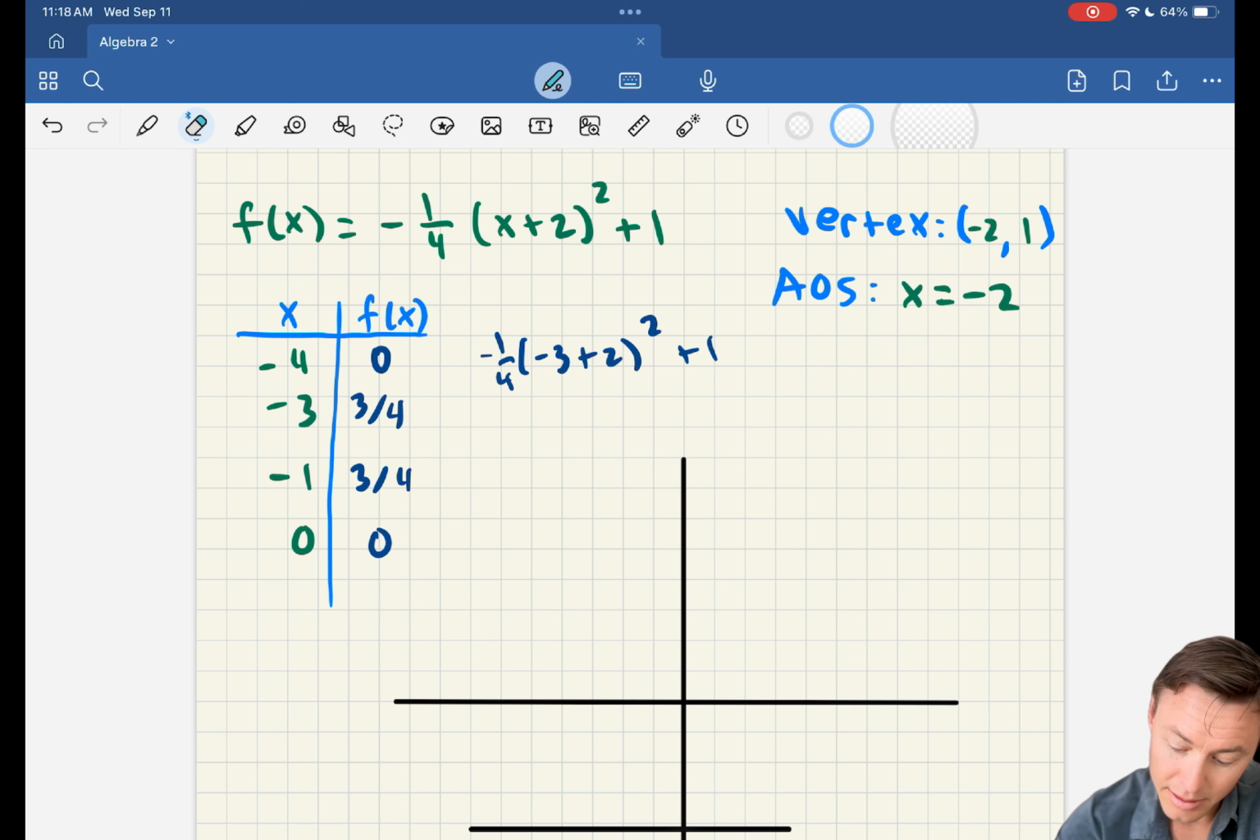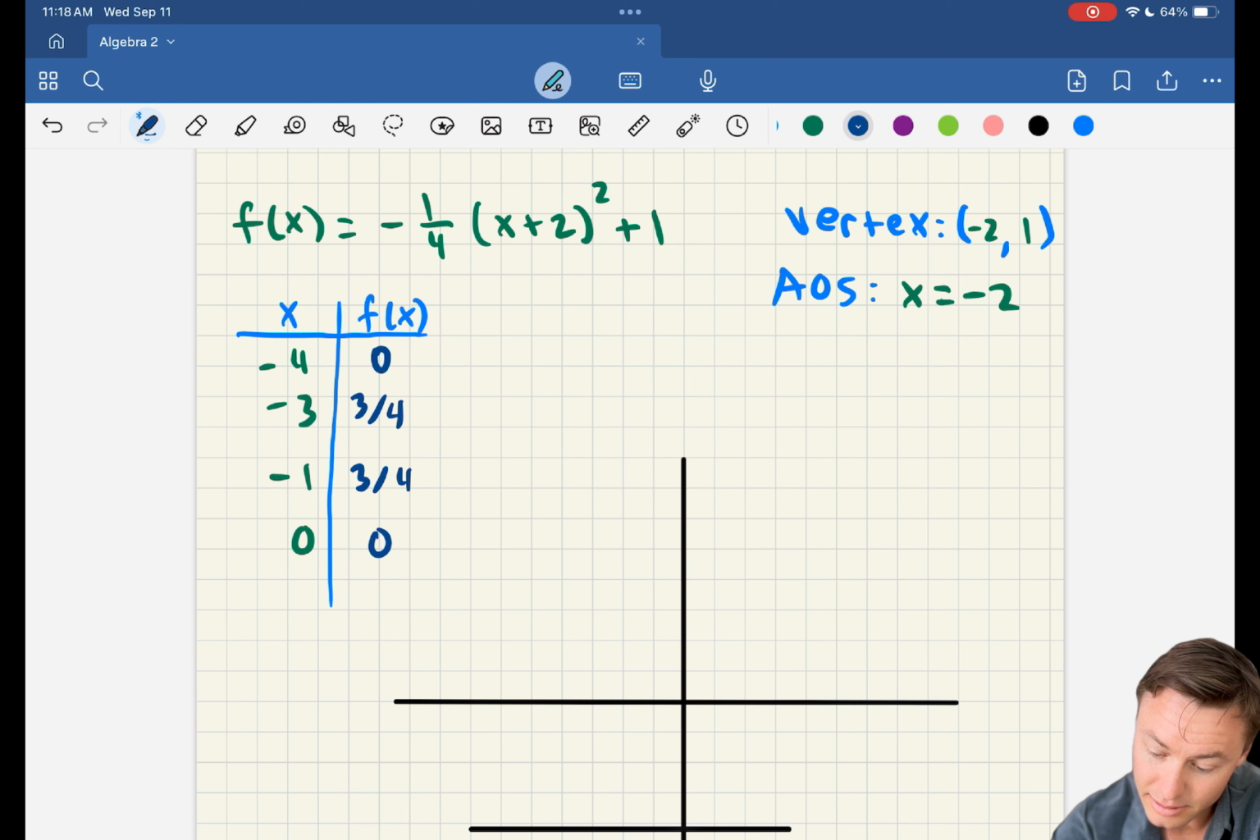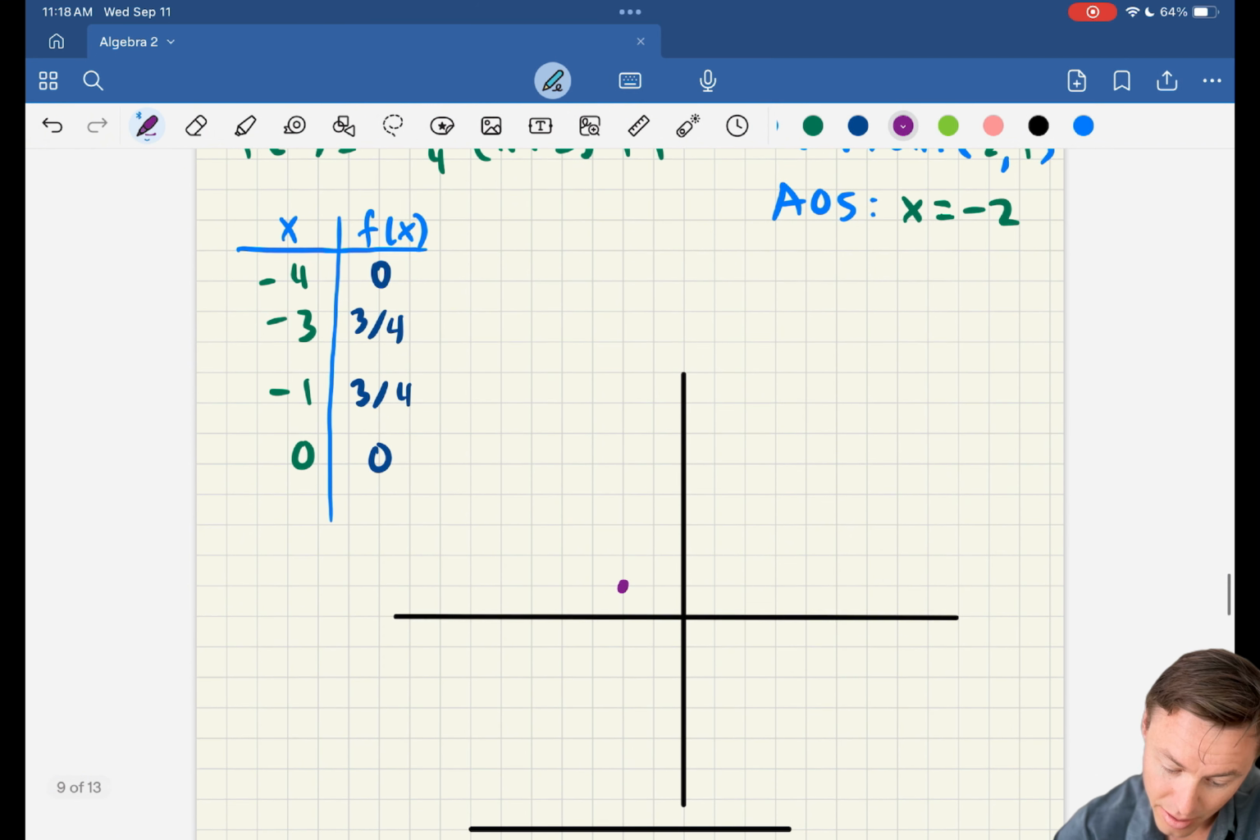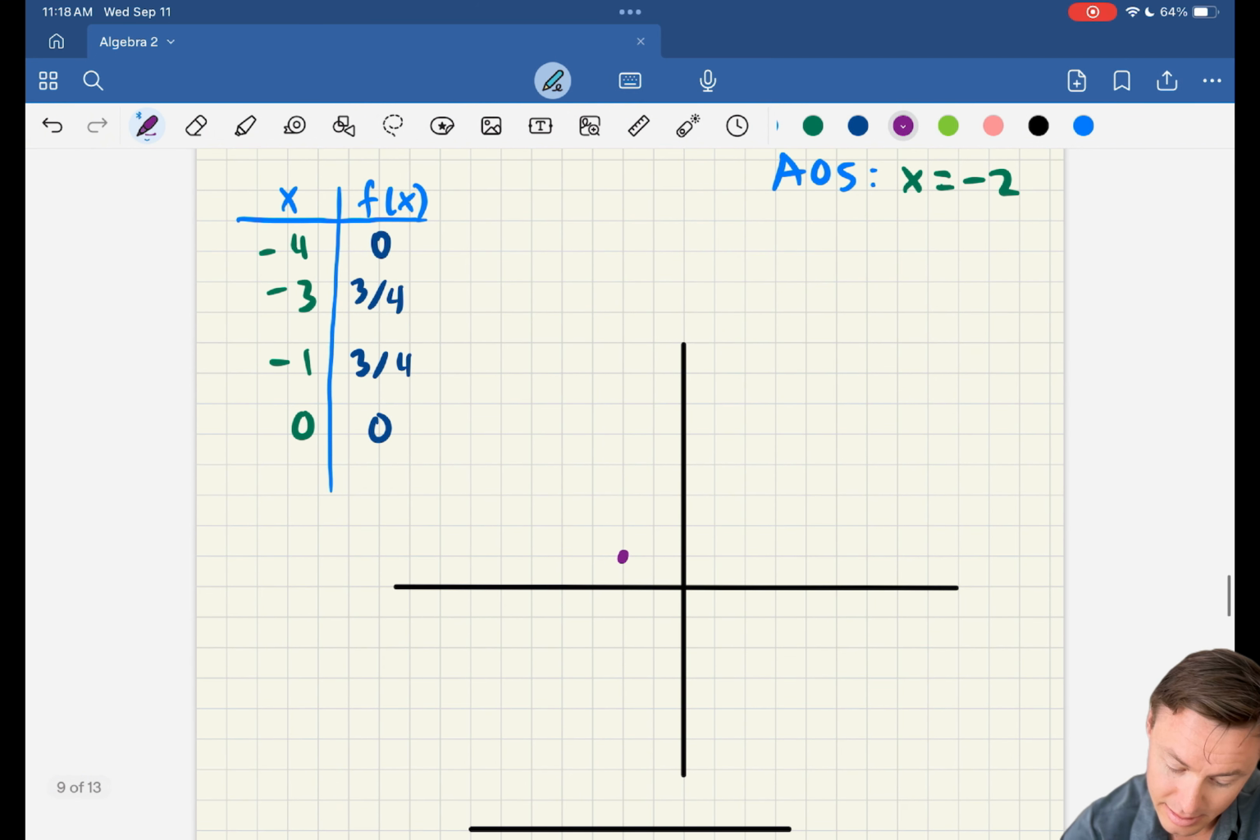Great. So now we'll go ahead and plot these points, starting with our vertex. So our vertex is -2, +1. And then our first point that we'll plot is -4, 0, -3, 3/4, -1, 3/4. I'm sorry, that's 3/4, perfect. And then 0, 0. Perfect.